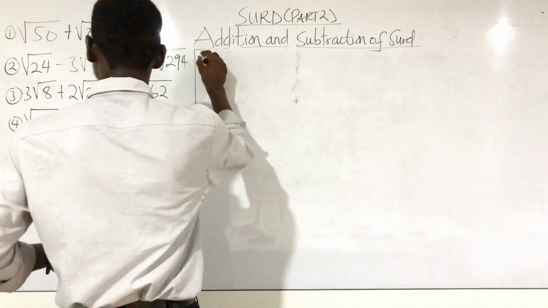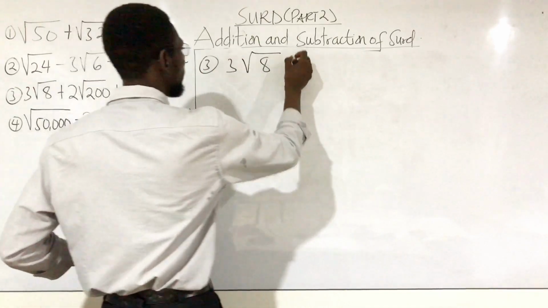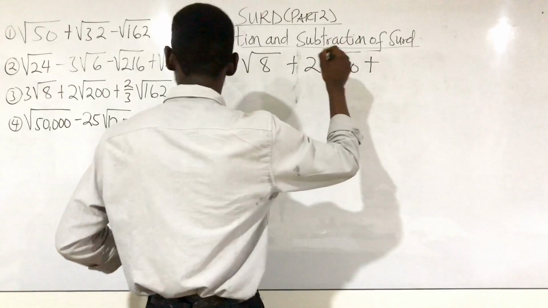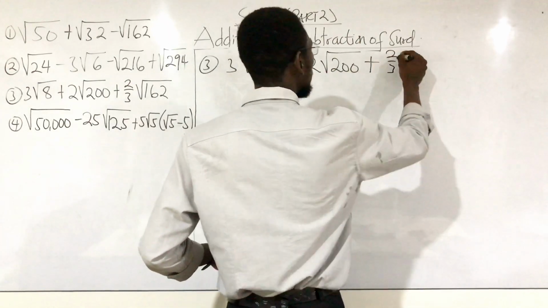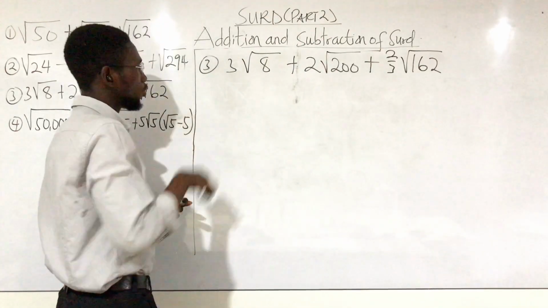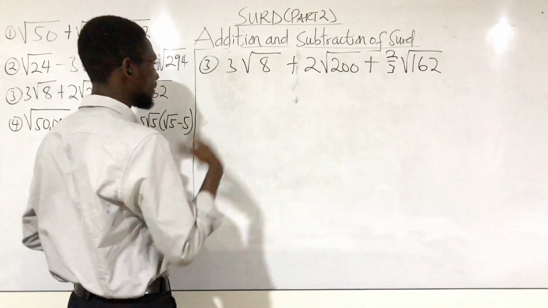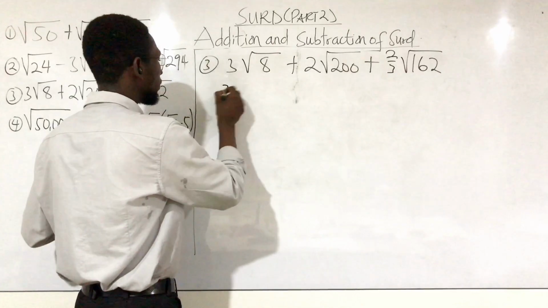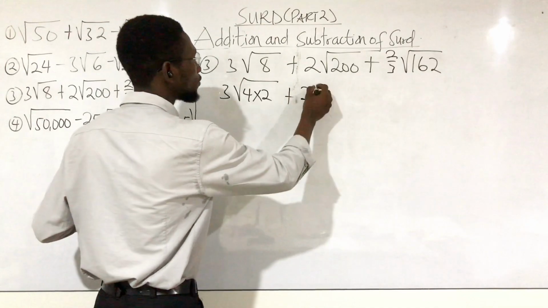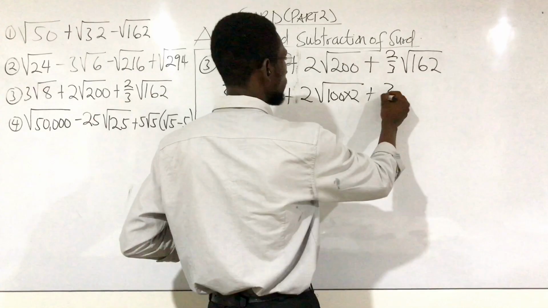Question 3, we have 3 root 8 plus 2 root 200 plus 2 over 3 root 162. All right. So we have 3 multiplying our root 8. This is a little different, but the same concept applies. We know two numbers that give us 8 are 4 and 2. Two numbers that give us 200, we know 100 times 2.